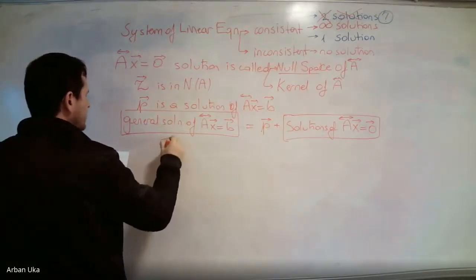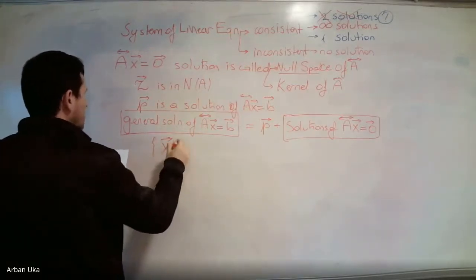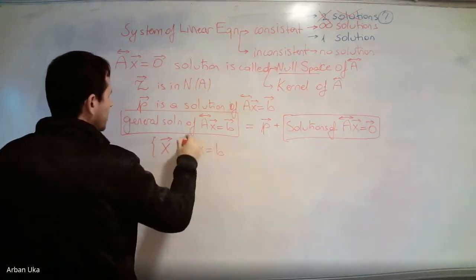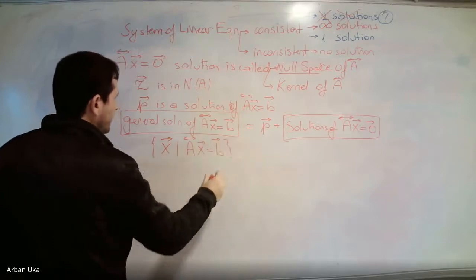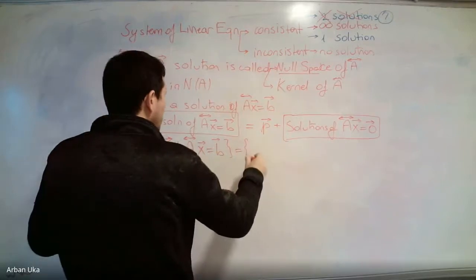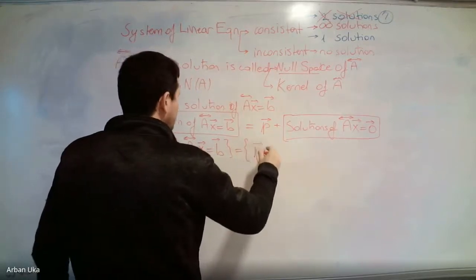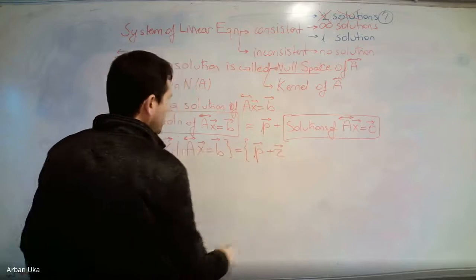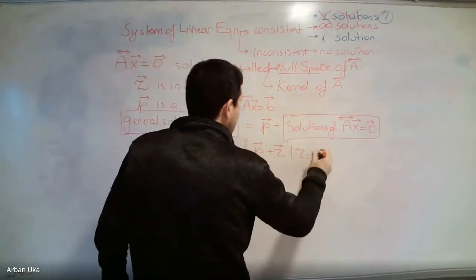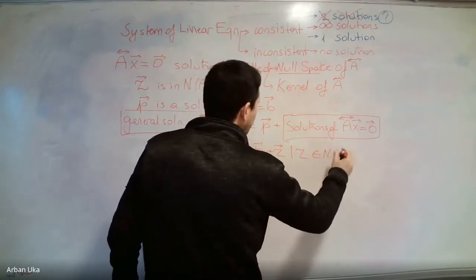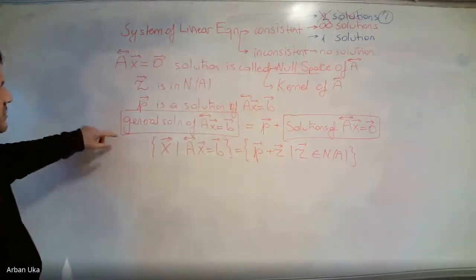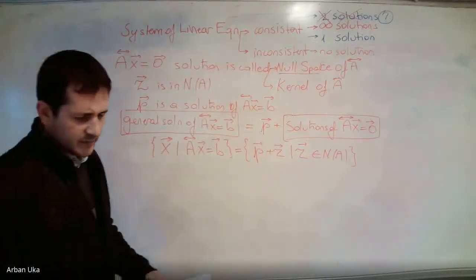For any vector x such that AX is equal to B is satisfied, this x is going to be equal to the set of vectors P plus Z, such that Z is an element of the null space of A. These two statements are equivalent to each other, okay?